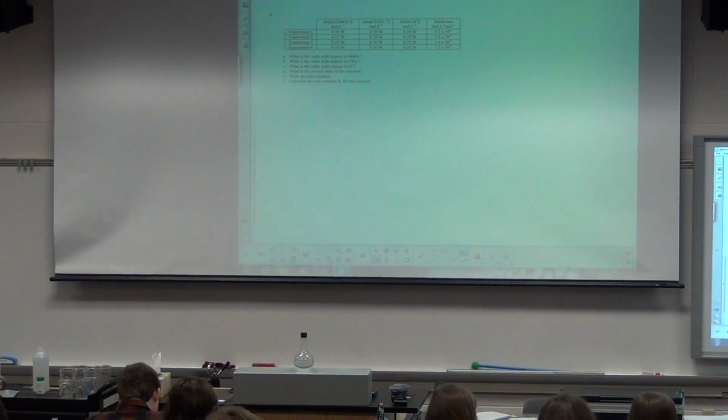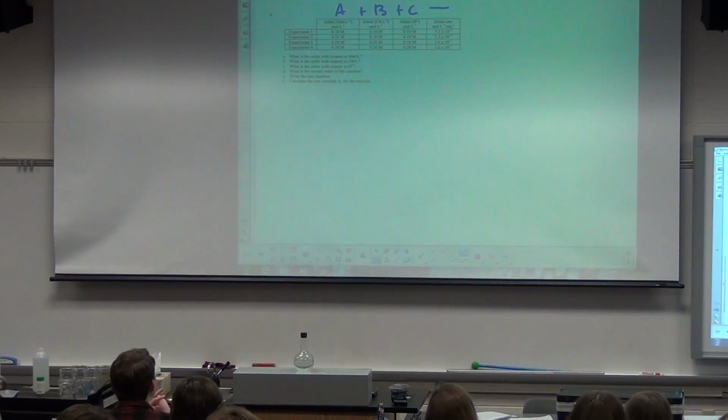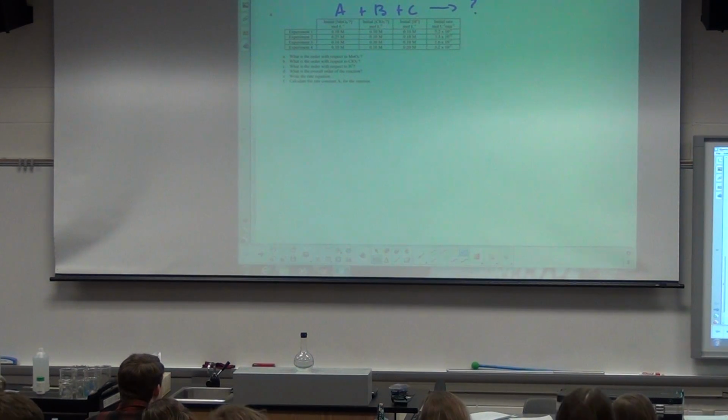Okay, so when you have 3 things, this is like saying A plus B plus C equals something. I only care about reactants, okay? So how do I find the order? What you need to do is, in this one, I need to find something that changes. Actually, A's of the 3 is the most obvious.